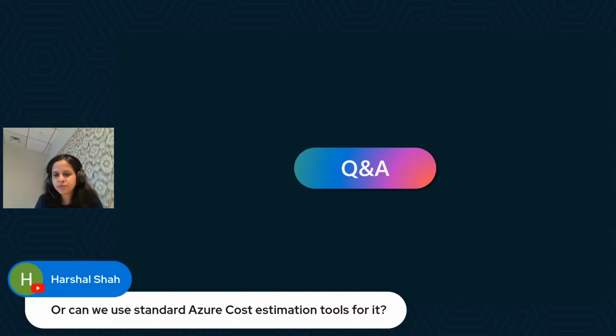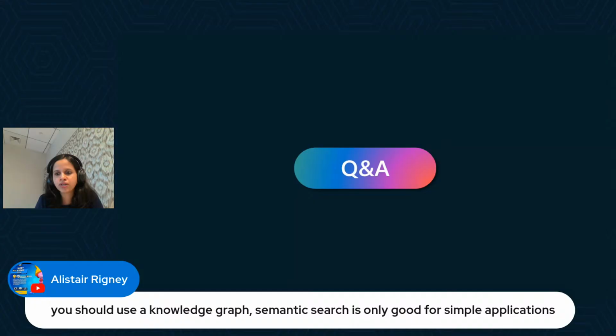Next question: you should use a knowledge graph, semantic search is only good for simple applications. Knowledge graph is again for specific use cases. A knowledge graph does add latency in some use cases, because it traverses through the nodes. So when we work with knowledge graphs, we try to analyze whether a knowledge graph is truly required. In those cases, yes, but not all use cases require a knowledge graph. It all depends on the use case.